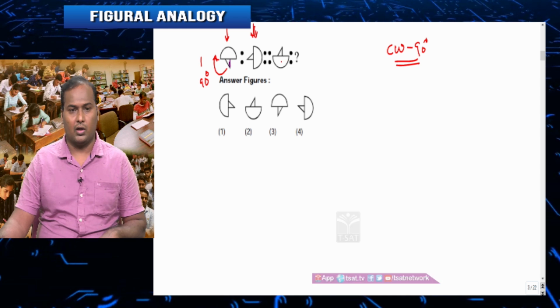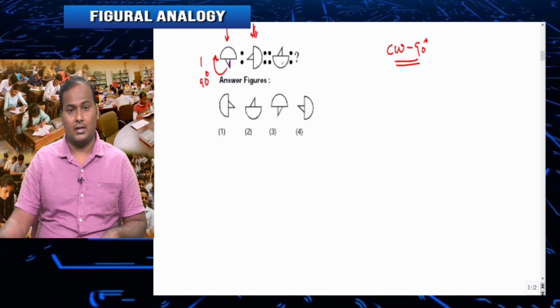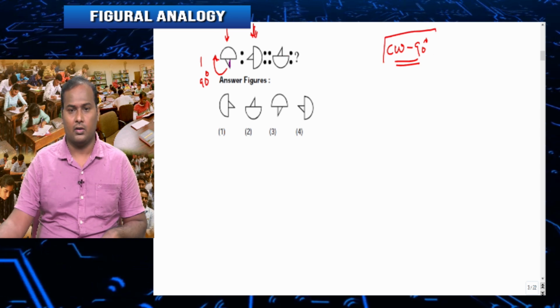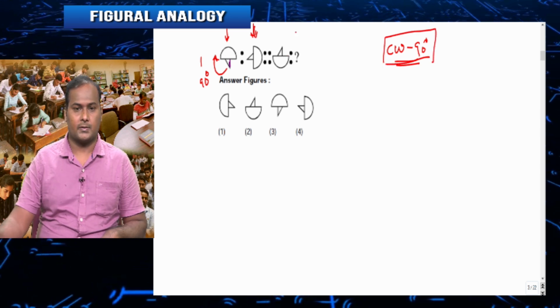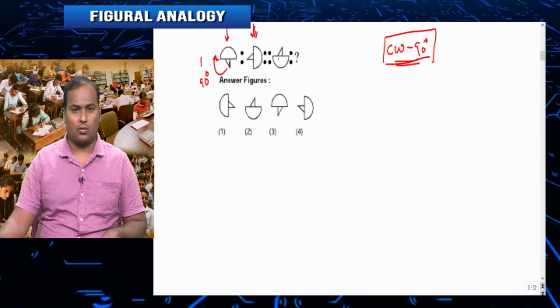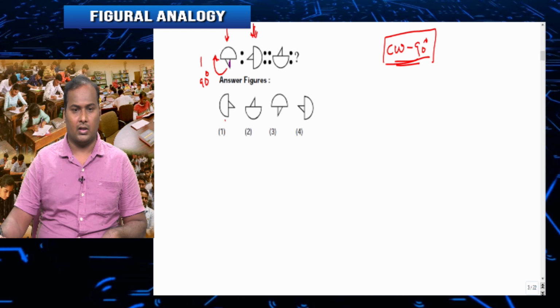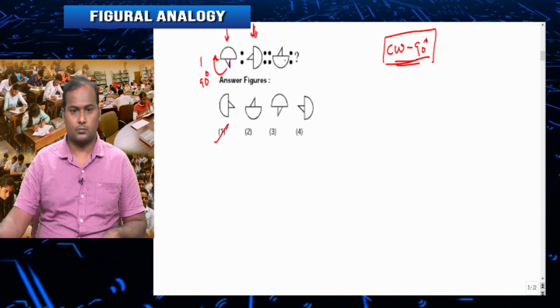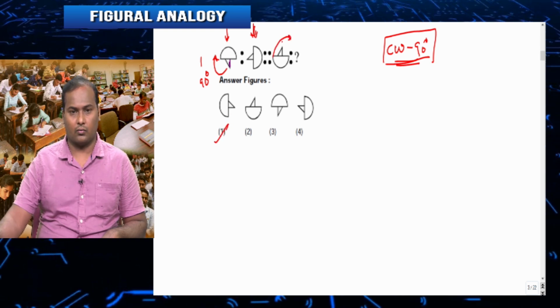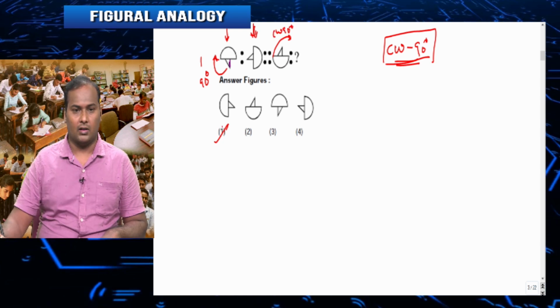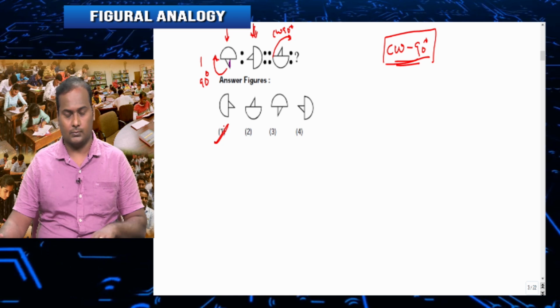So the same thing you have to apply to the next figure to get the answer. So what is the same thing? That is rotation of clockwise 90 degrees. So if you rotate this particular figure clockwise 90 degrees, you will get the answer, option 1. You just rotate clockwise 90 degrees, the same thing, then you will get the answer as option 1.